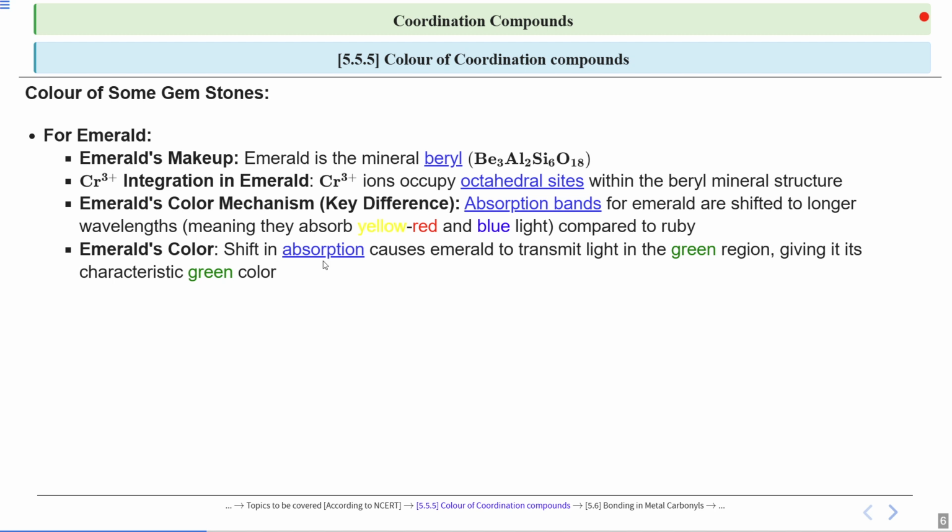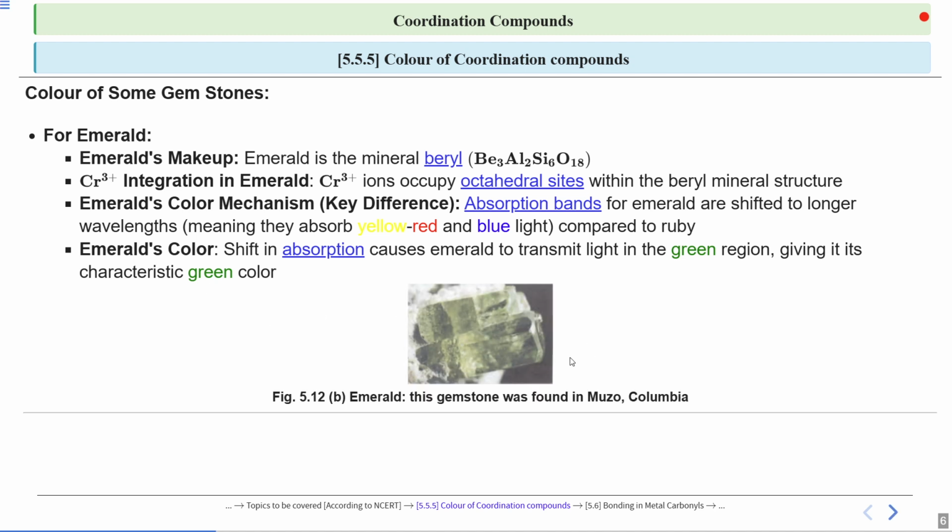Emerald's color. Because the shift in the absorption causes emerald to transmit light in the green region, giving it its characteristic green color. So the absorption band is shifting. Due to this absorption band shifting, it will cause the emerald to transmit light in the green region. So it is going to transmit the color as a green color.